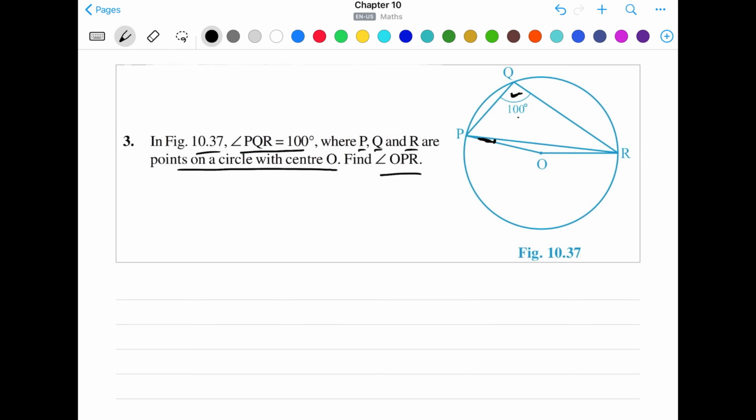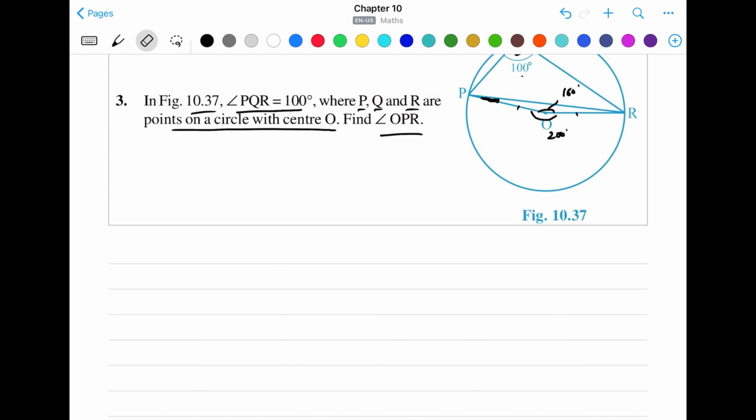Since this angle is given as 100 degree, its angle at the center will be double, that is 200. So this opposite angle will be 160 degree. Since these two sides are equal as they are the radii of the same circle, their opposite angles will also be equal. That means the value of each of these angles will be 10 degree only. Okay, let's write this answer. This is answer number 3.